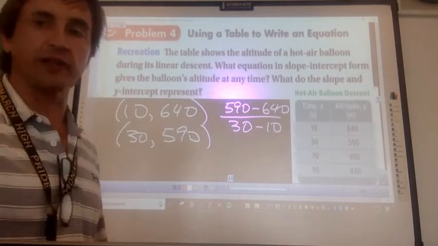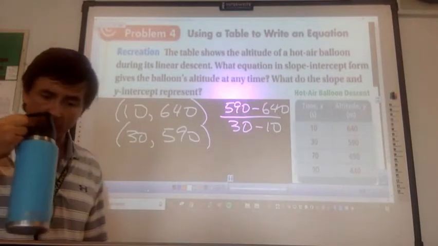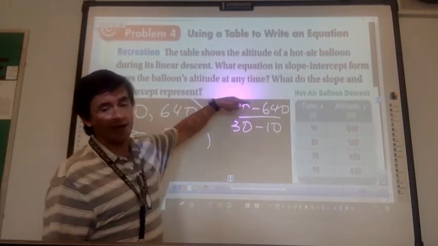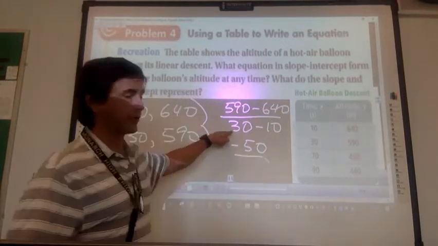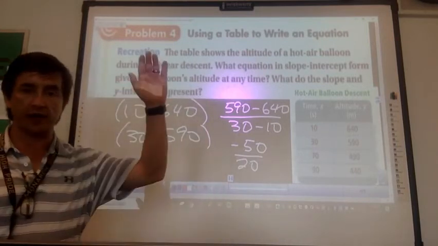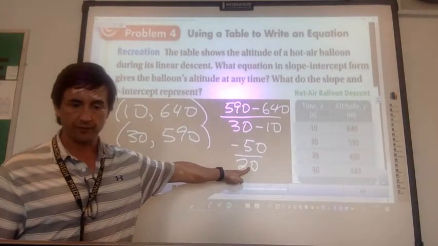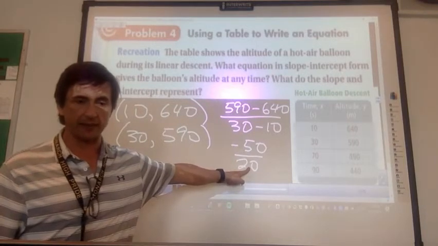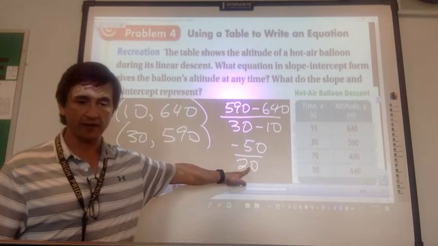This is where I'm going to intentionally try to go slow just so you can understand what's going on. So 590 minus 640 is negative 50. 30 minus 10 is positive 20. Raise your hand if you know how that slope reduces. What can you divide top and bottom by? Show me with your hands.